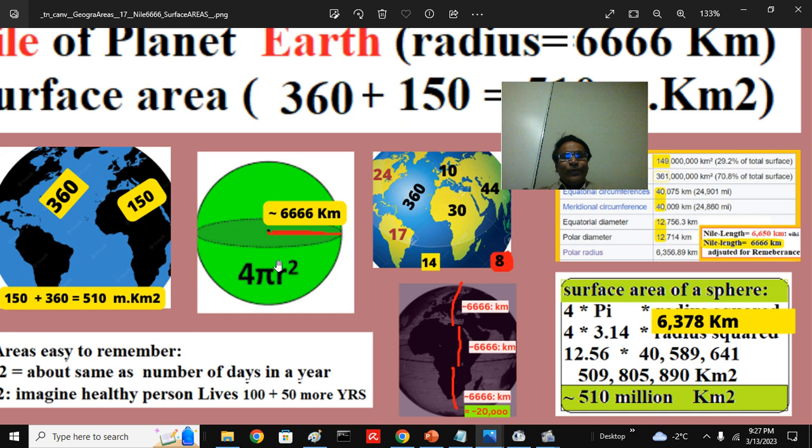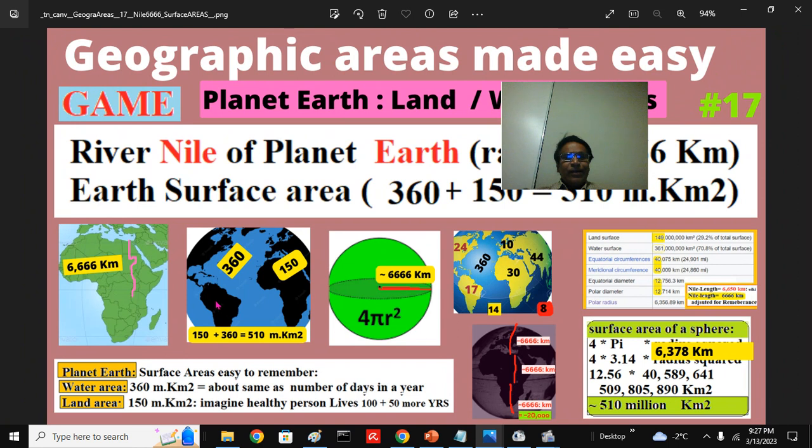So that's how we got it. If you remember 40,000, you multiply it by 12 times, it will become 500,000, that means actually 500, so 510 million. So that is very easy intuitively to remember for you. Again, that means 510 is the entire surface area, right? So 360 here, 150. That means that becomes the 510.